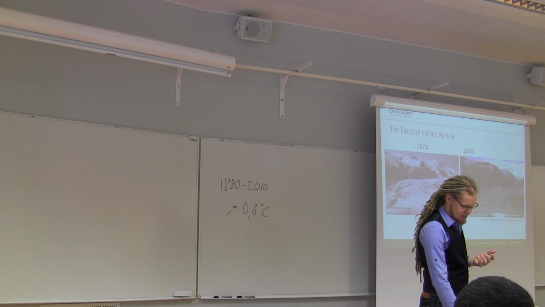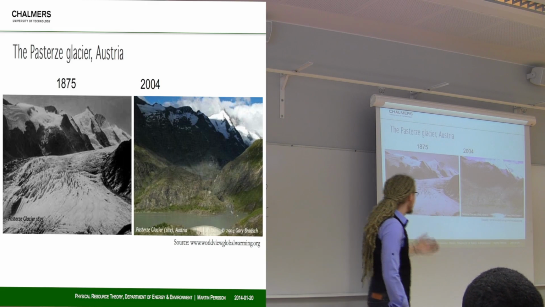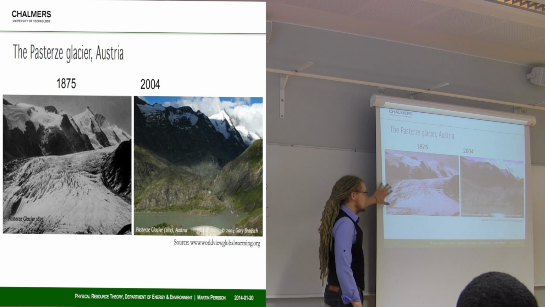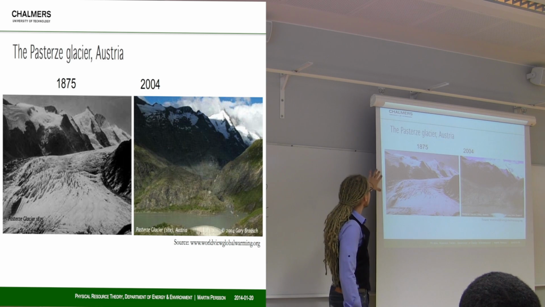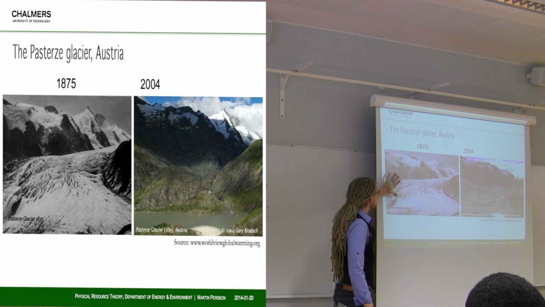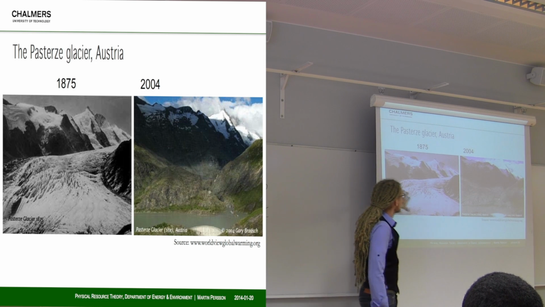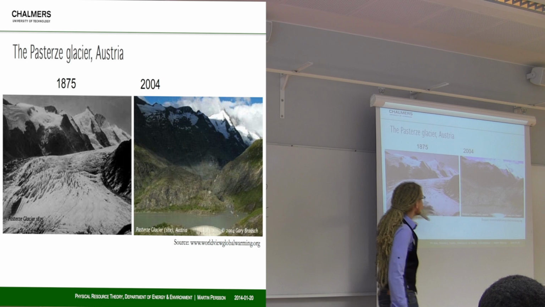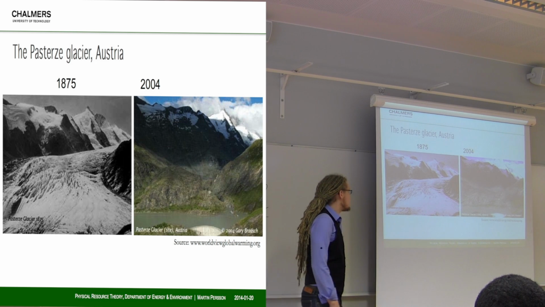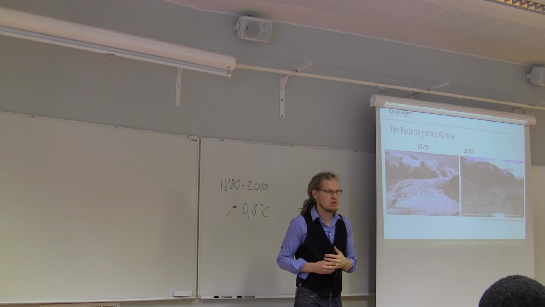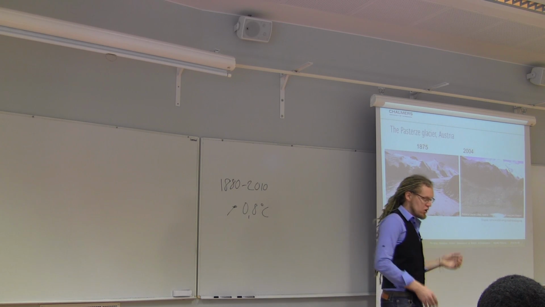So glaciers, as I said, are one, and here you have really obvious pictures of what is happening. This is from one glacier in Austria, a picture in 1875, and the same picture in 2004, and a huge glacier that has more or less just disappeared. So you see this all over the world.